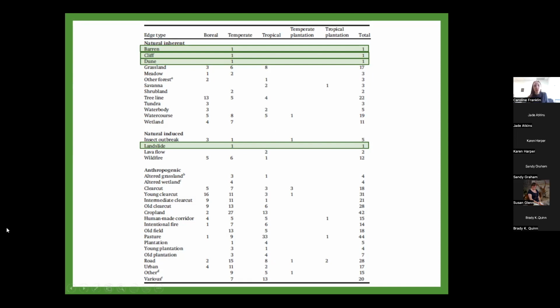For example, for natural edges, I don't see avalanche. So there's a lot of potential, and there are a lot of edges out there that just haven't even been studied. So we have very limited data for some edge types.